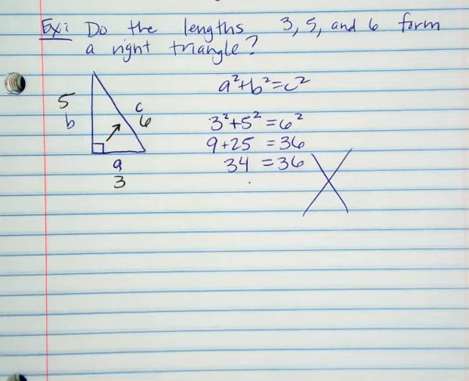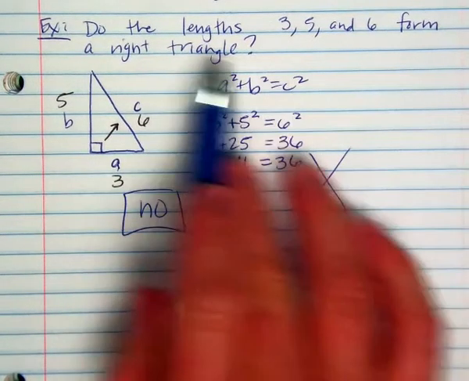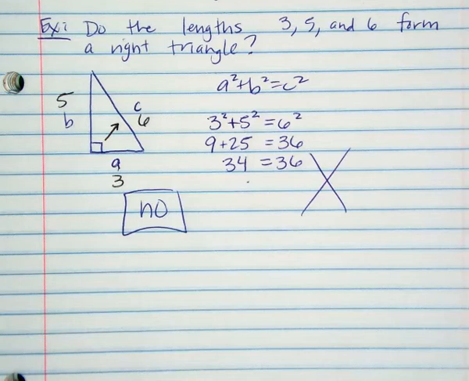Because this is not true, we're going to go ahead and say no. The original question was a yes or no question. Do these lengths form a right triangle? No. The reason they don't is because 34 does not equal 36.